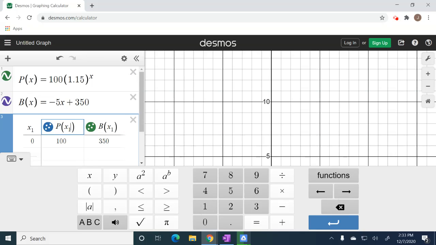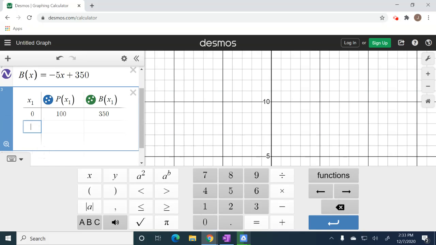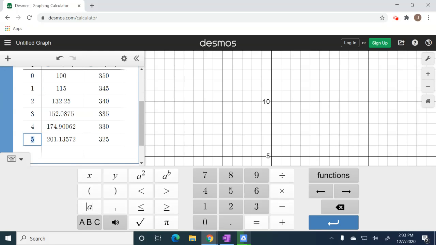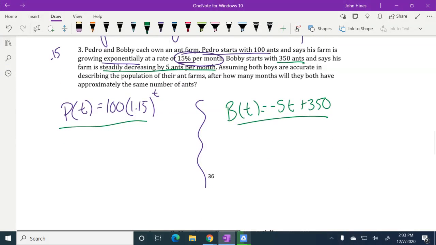My fault. So Pedro started with 100, Bobby has 350. A month goes by, 2 months goes by. And we just keep letting the months go by, and in your table, you're going to scroll to see where are they about the same. I think it's around 8 months here, right? That's too far. The exponential kept growing, whereas the line was decreasing. And about here, around 8 months is where they crossed. Around 8 months.